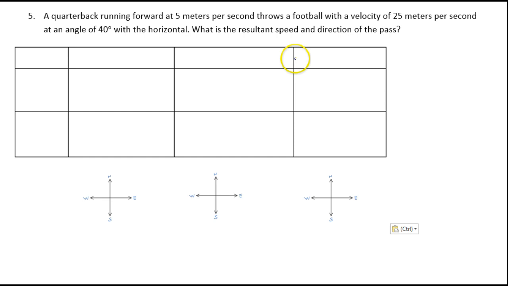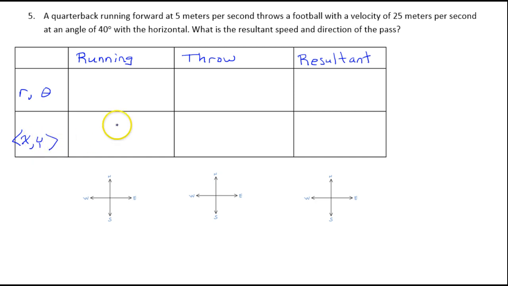Now in this problem, the two vectors that are working together are the velocity of the running and the velocity of the throw. And we are to figure out what the resultant velocity is. In the first row, we will record the magnitude and direction of each vector. And in the second row, we will convert to component form, the horizontal and vertical component of each vector.